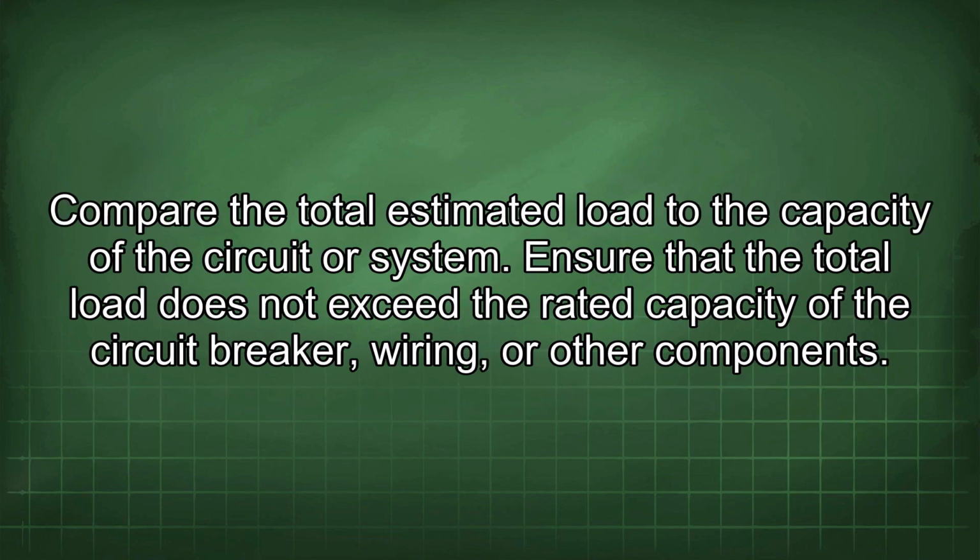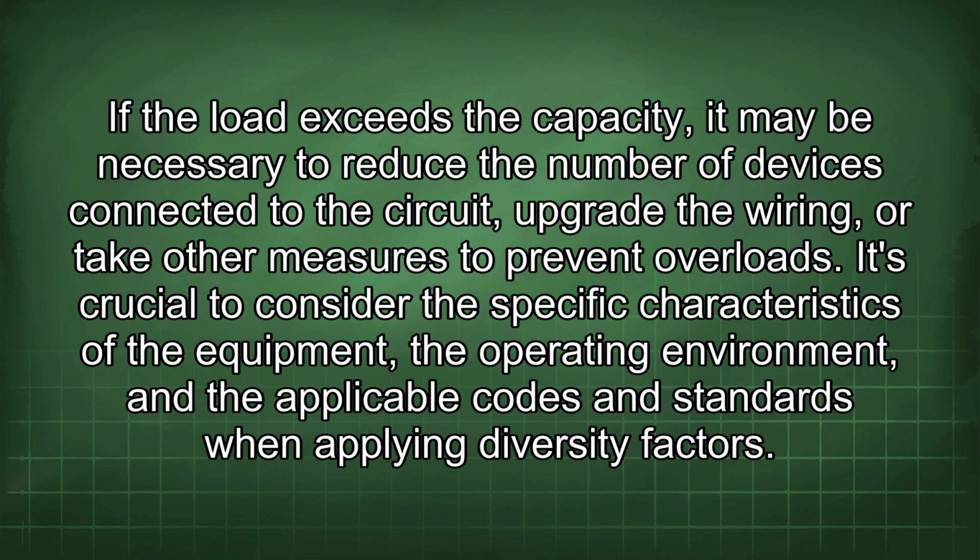Compare the total estimated load to the capacity of the circuit or system. Ensure that the total load does not exceed the rated capacity of the circuit breaker, wiring, or other components. If the load exceeds the capacity, it may be necessary to reduce the number of devices connected to the circuit, upgrade the wiring, or take other measures to prevent overloads.